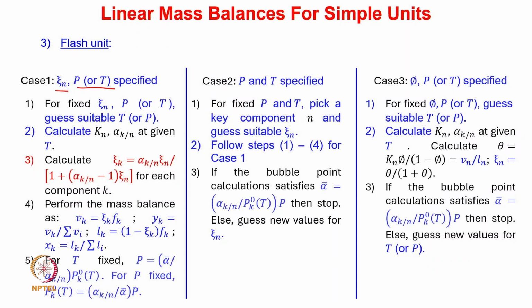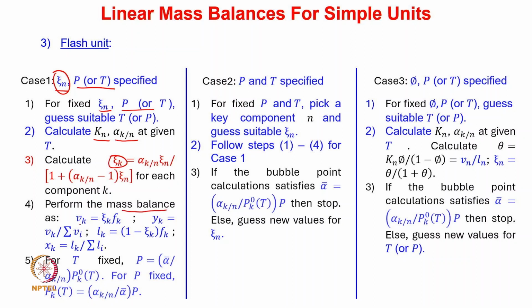So you can see that the procedure which we have discussed in the last class is, if the split fraction zeta n and p or t is known, in that case we calculate the equilibrium constant for the key component, then we calculate the relative volatility of the component with respect to the key component, and then we calculate the split fractions for the different components. Remember, the split fraction only for the key component is specified, but the split fraction for other components we calculate by using this equation.